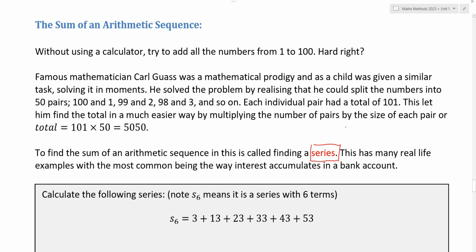Sorry, that was bad handwriting even for me. I swear that's not me doing cursive on purpose. I don't know what's going on here. S10 is... it's trying to do cursive. I'm not doing this on purpose. S10 is the sum of the first 10 terms.